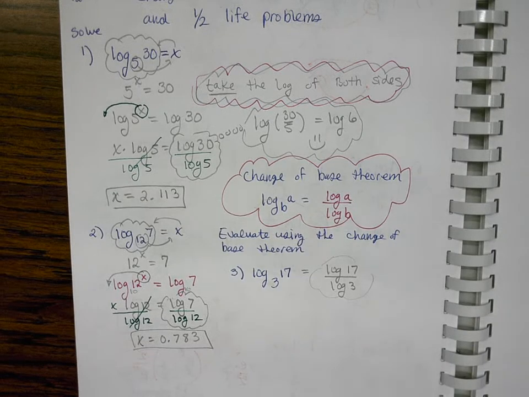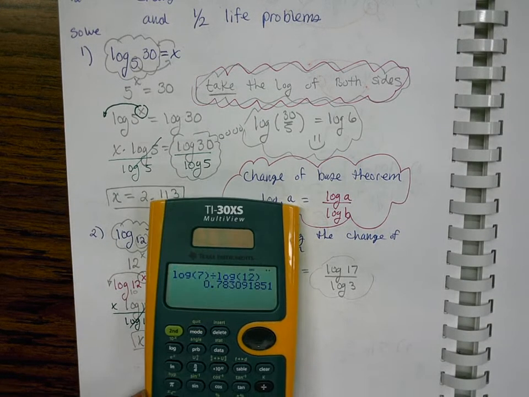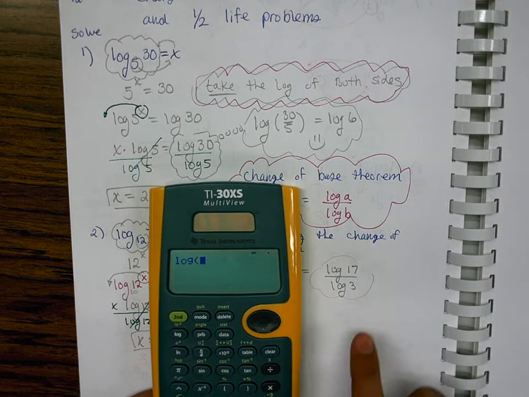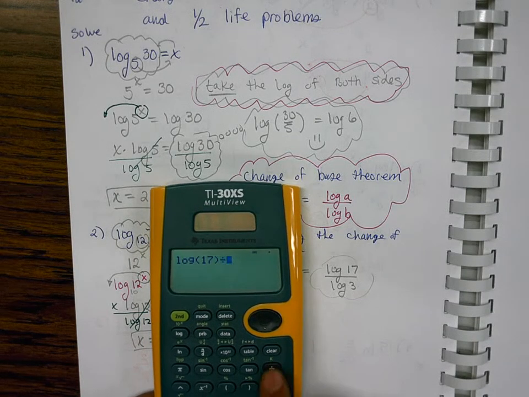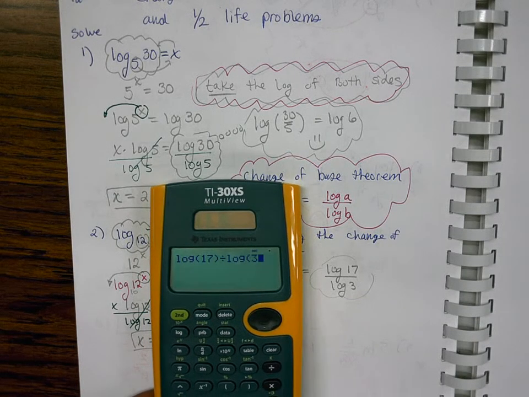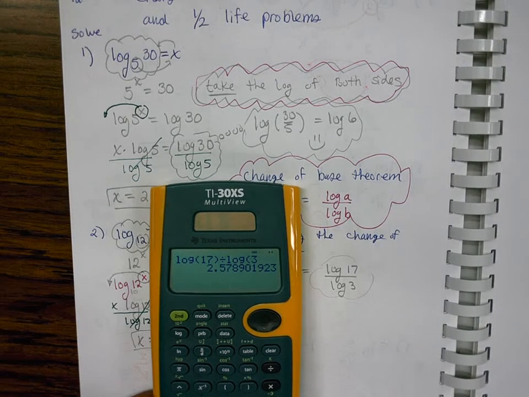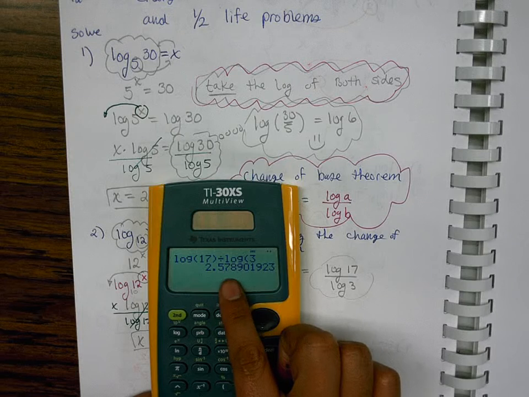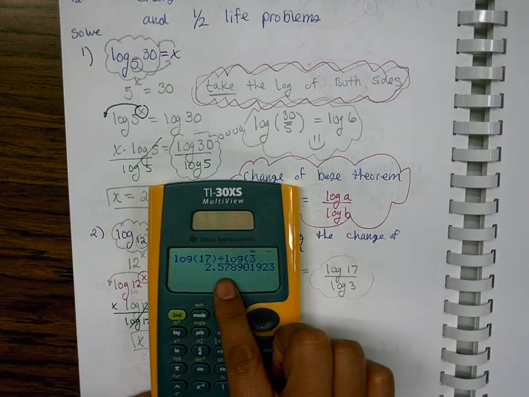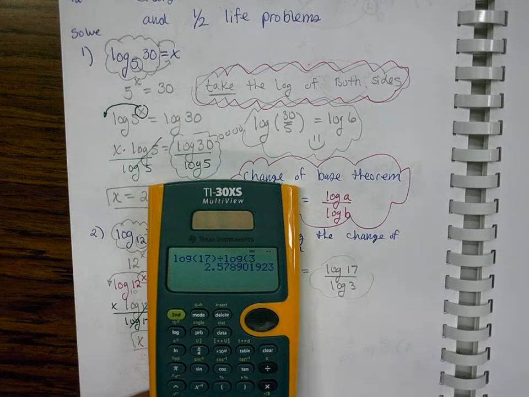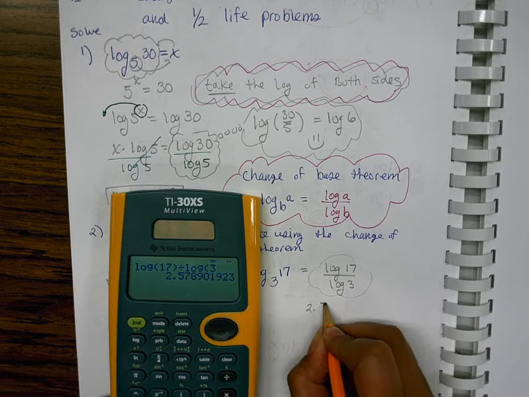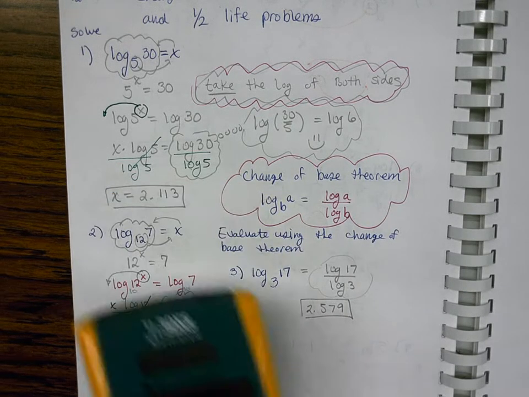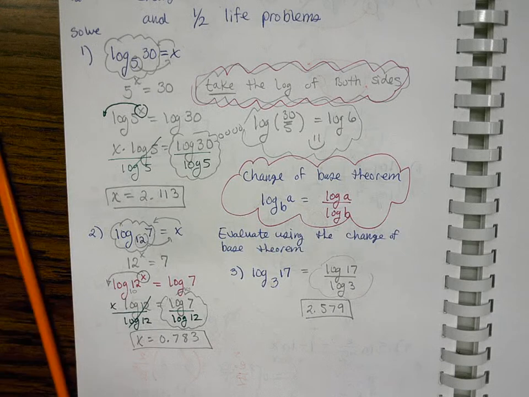All right? Okay, so we plug this in our calculator. So we get our handy-dandy calculators out, and we type in log of 17, close parentheses, divide log of 3 equals 2.57. 3 decimal places would be 578 or 579. 2.579.